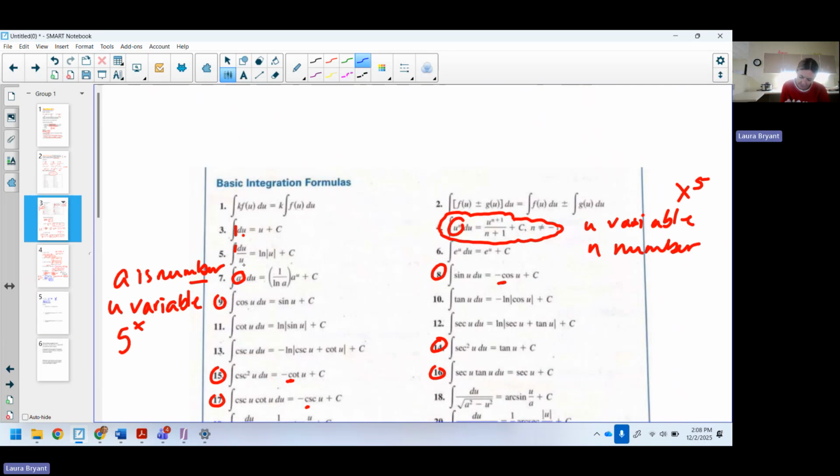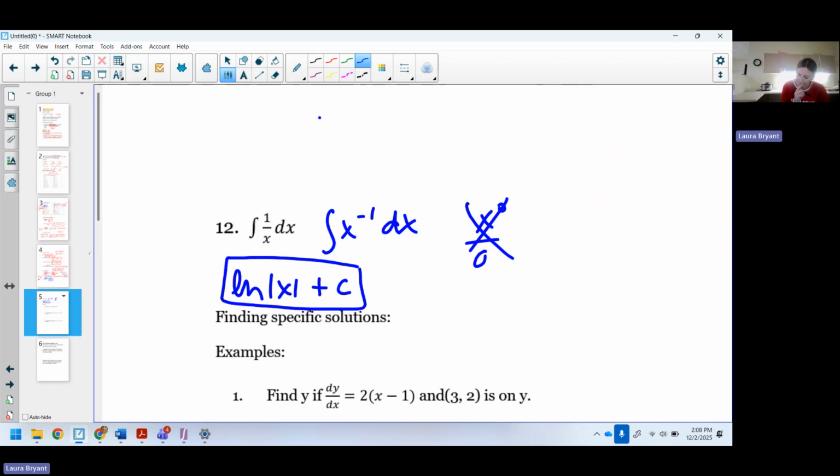Let's see. Yeah. So I had 1 over u in this formula. The problem we did had a 1 over x. So it would just go to ln x instead of ln u. You do have to keep your absolute value in there. So make sure you have your absolute value and of course plus c.